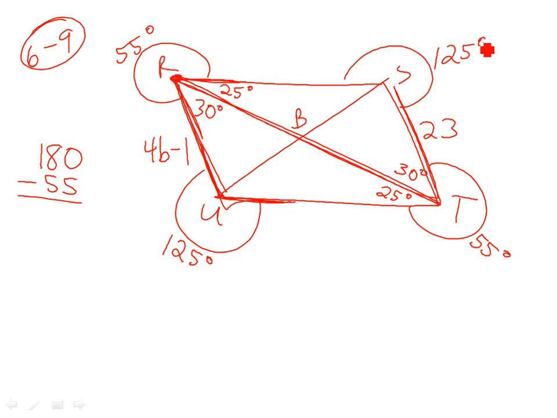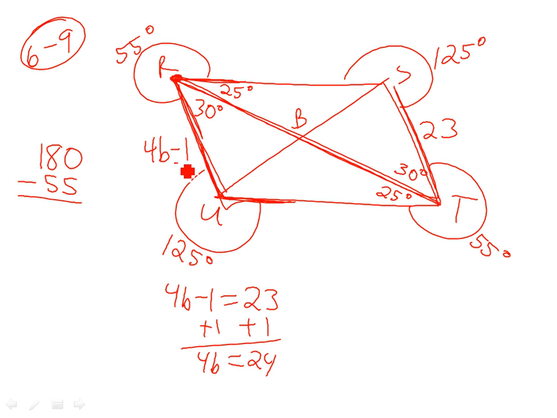125. Let's see. If we're dealing with the sides, this side over here is 4b minus 1. What's it got to be equal to? Right here. Can we solve that? Yeah, add 1 to both sides, you get 4b equals 24. And remember, the reason these two are equal is that opposite sides in a parallelogram have to be congruent to each other. Divide by 4. What's b equal?